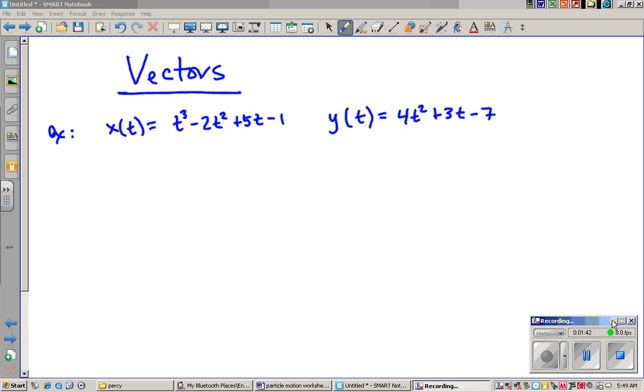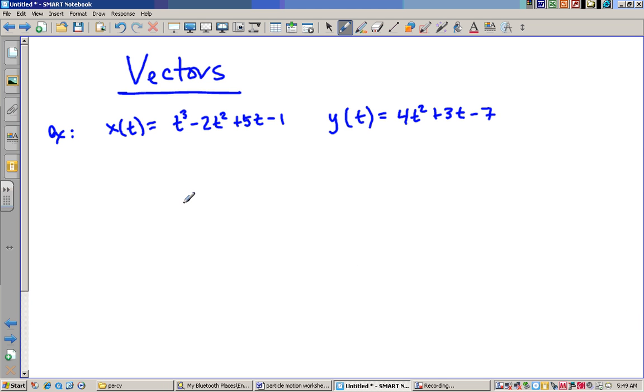There are many applications of vectors. The one that we're going to be using is vectors will be a simplified way of being able to write a parametric equation. So here we have a parametric equation. We have x in terms of t and y in terms of t. You'll notice on the worksheet that you'll see this new symbol. It kind of looks like a bracket, and it'll be written like this: t cubed minus 2t squared plus 5t minus 1. There'll be a comma that separates them, and then you'll see the other one: 4t squared plus 3t minus 7.